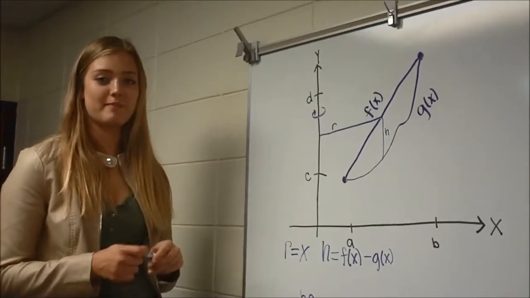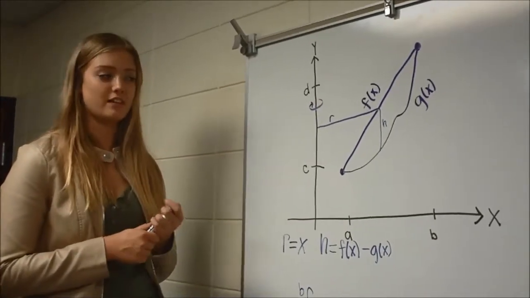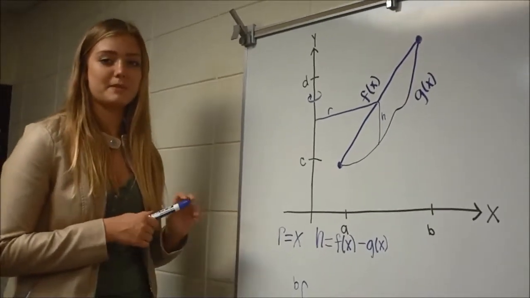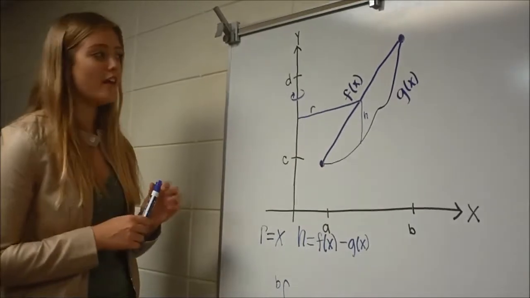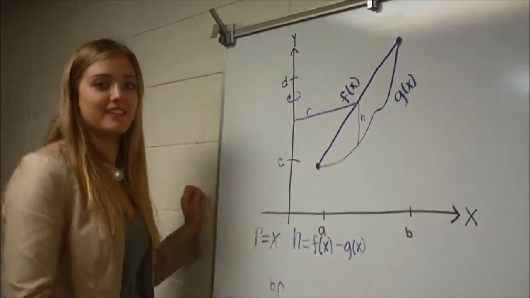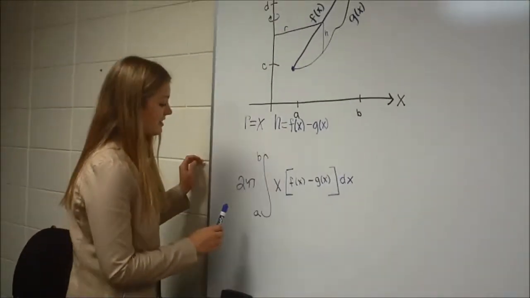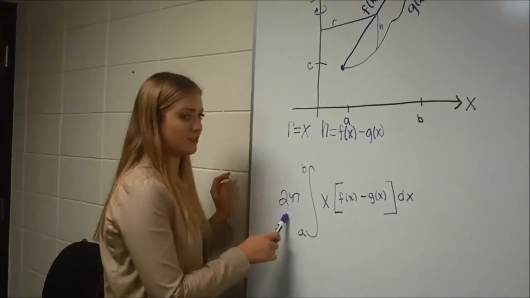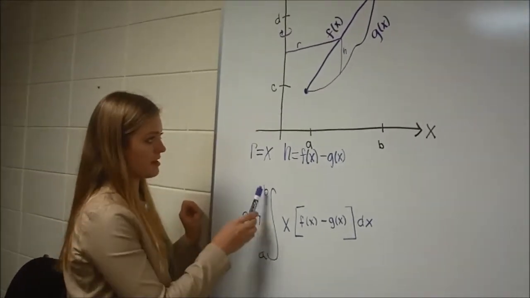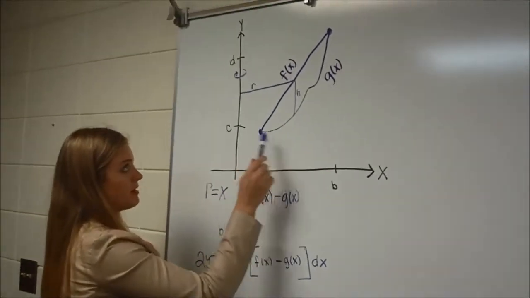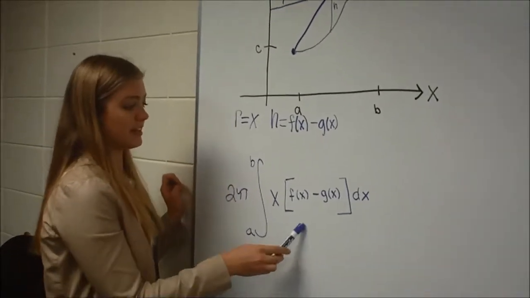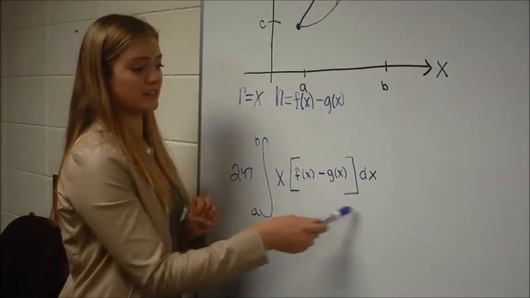A unique thing about the shell method that makes it different from other methods of finding volumes is that you integrate with respect to the opposite variable of the axis that you're rotating around. For this problem, since you're rotating around the y-axis, you would integrate with respect to x. So your answer ends up being 2 pi, since you can pull out the constant, times the integral from a to b, which are your intersection points, with respect to x, of the radius, x, times the height, f of x minus g of x, dx.